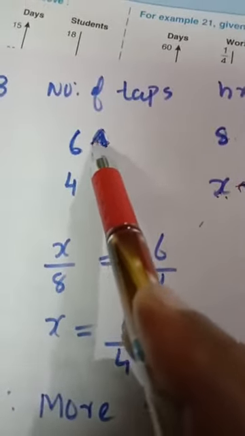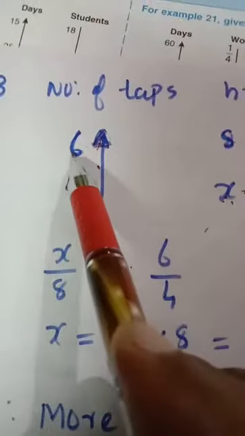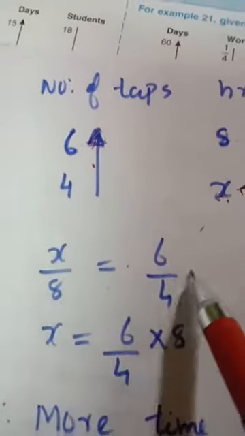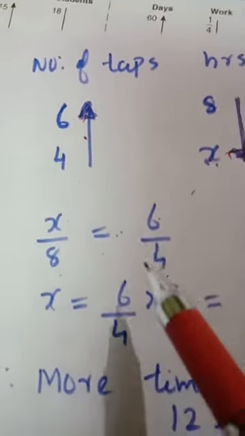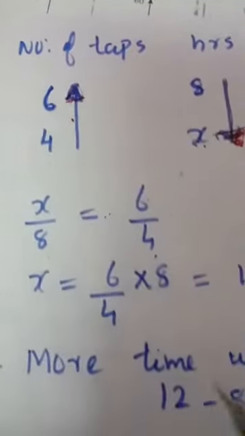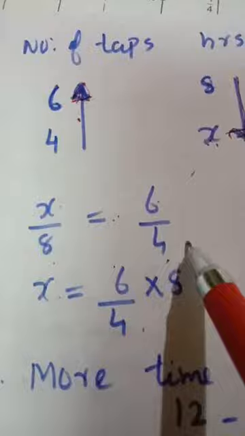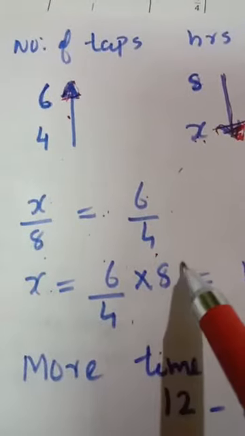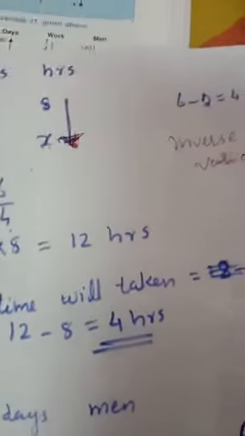So x by 8 is equal to, here what is the top of the arrow? The projection is here, near to this is 6, so 6 by 4. x by 8 is equal to 6 by 4. So x is equal to 6 by 4 into 8. 1 4 is 4, 2 4s are 8, 6 2s are 12 hours.